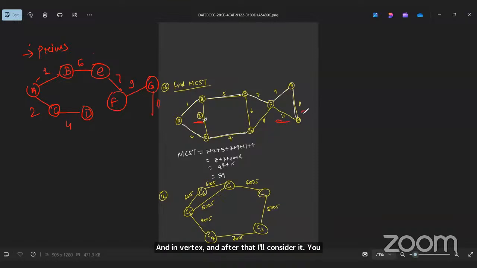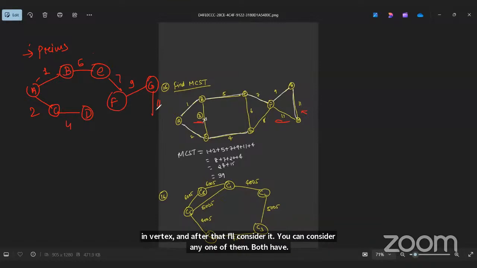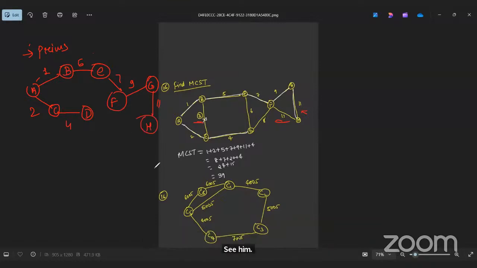After that, I'll consider the next edge. You can consider any one of them, since both have the same weight, and connect the E edge. If you add up all the weights, it becomes 13. So the answer is correct, it's 13. That's Prim's algorithm. A similar problem can be addressed via Kruskal's algorithm also.